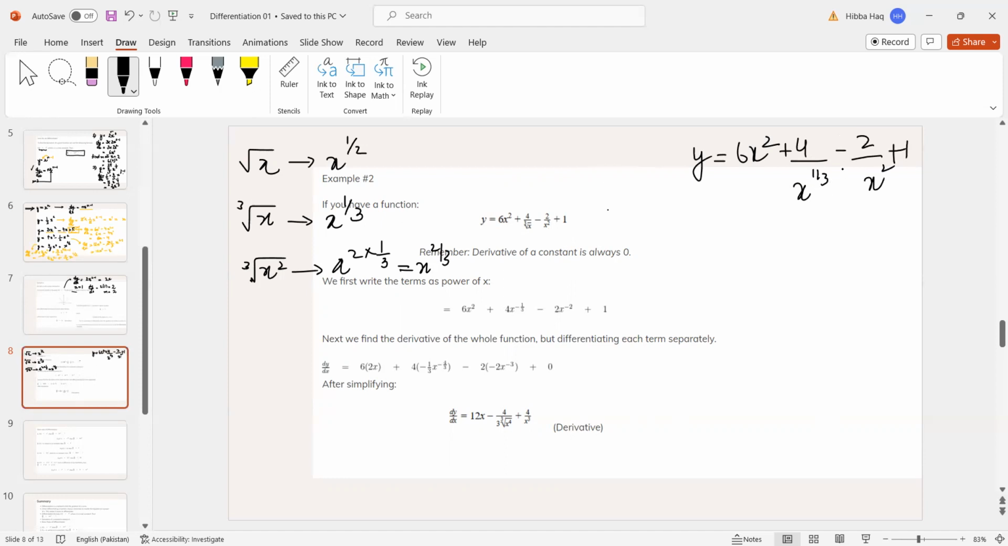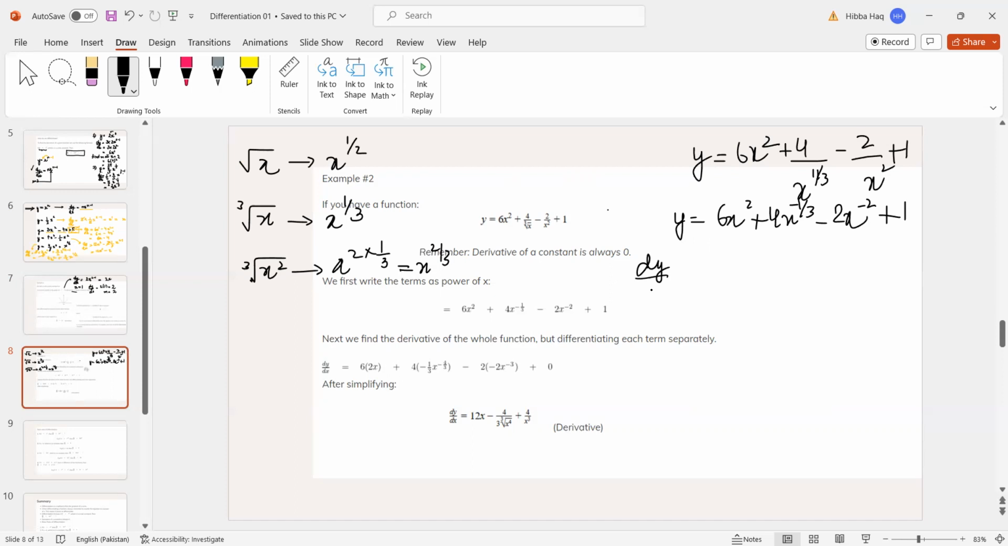Now we'll take this all up in the numerator. So y is equal to 6x squared plus 4 times x. Now I'm taking it in the numerator, so it's going to become minus 1 upon 3. Minus 2x, again this is going to become minus 2 plus 1. Now I'm going to differentiate this function.